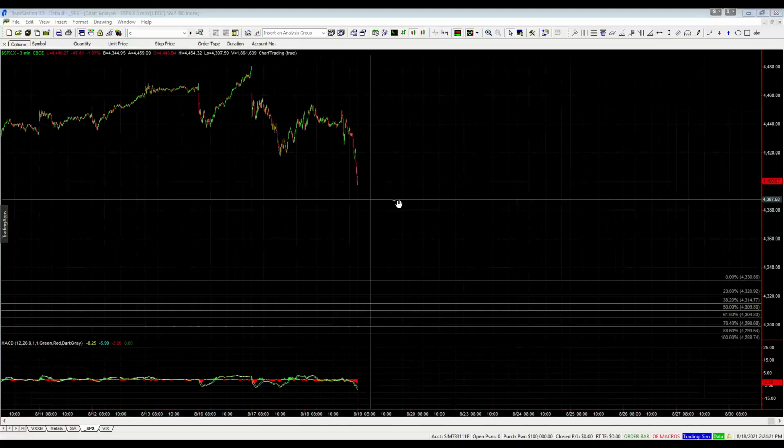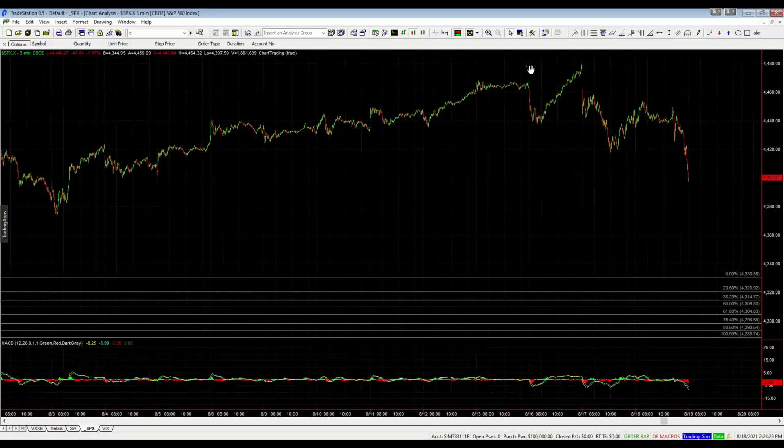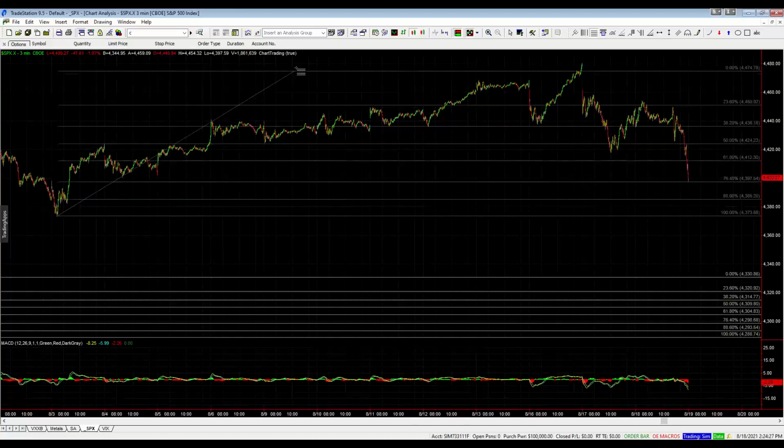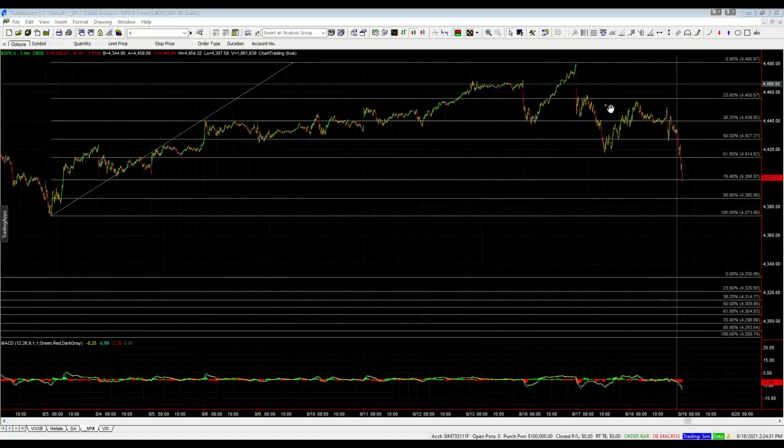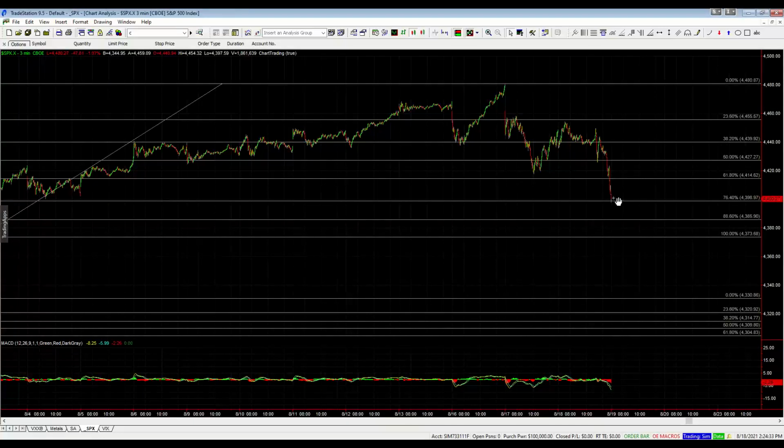Not particularly. I think we could. Yeah, we're certainly deep enough to where... Yeah, we're right at the 76.4, so it could potentially find a bottom right there and push higher.